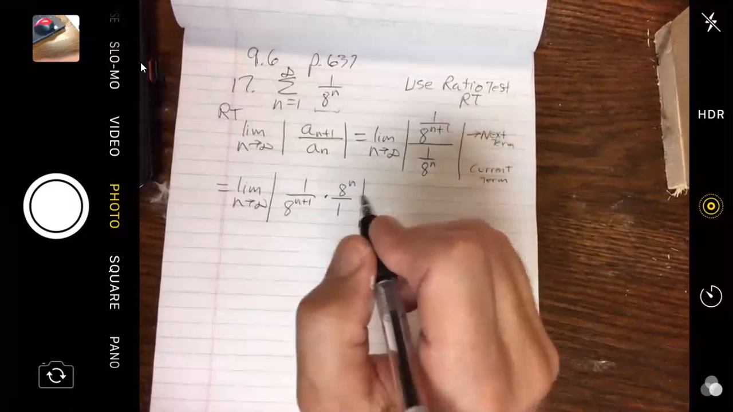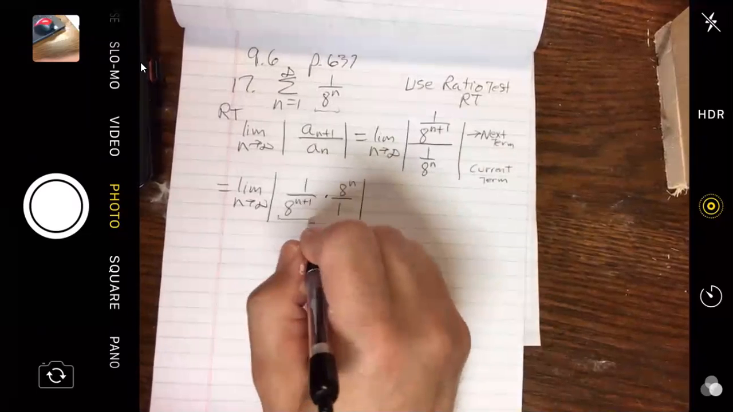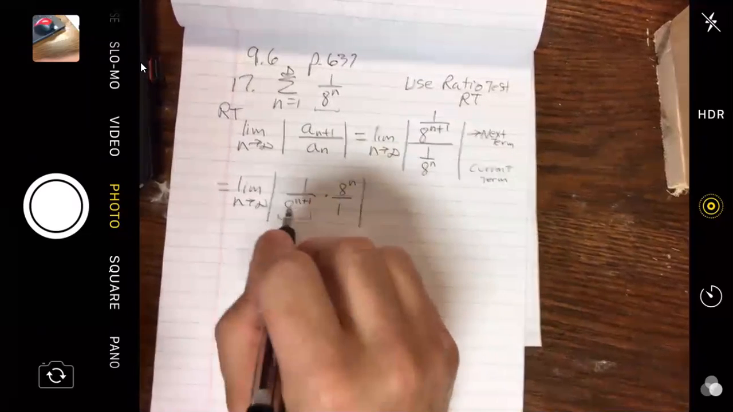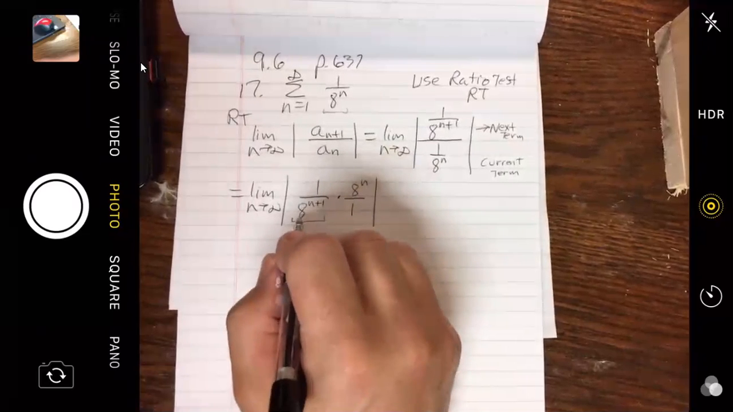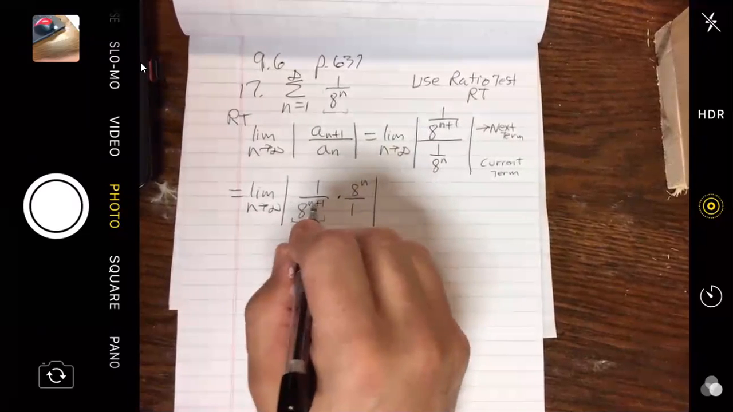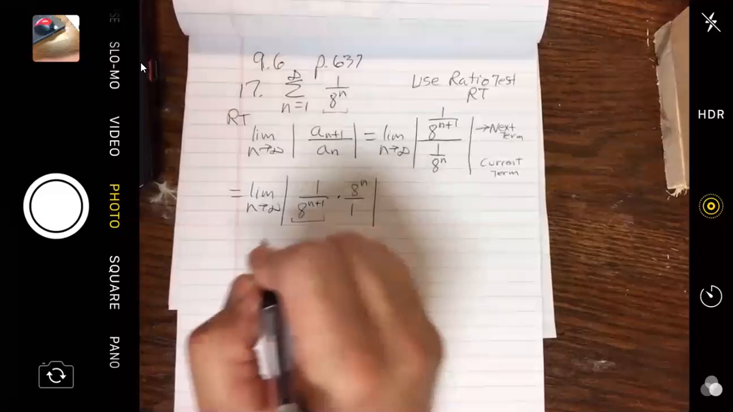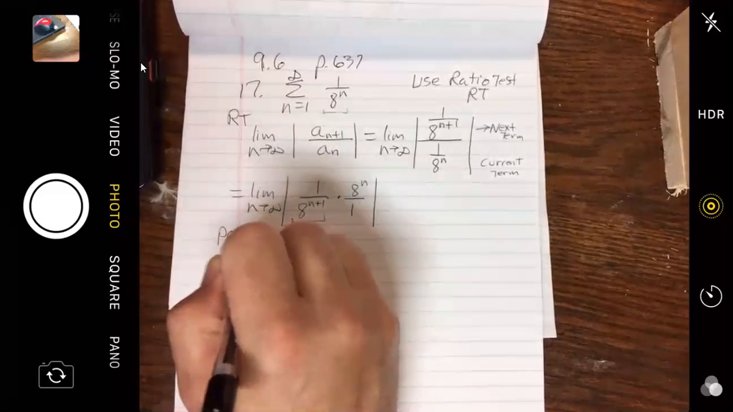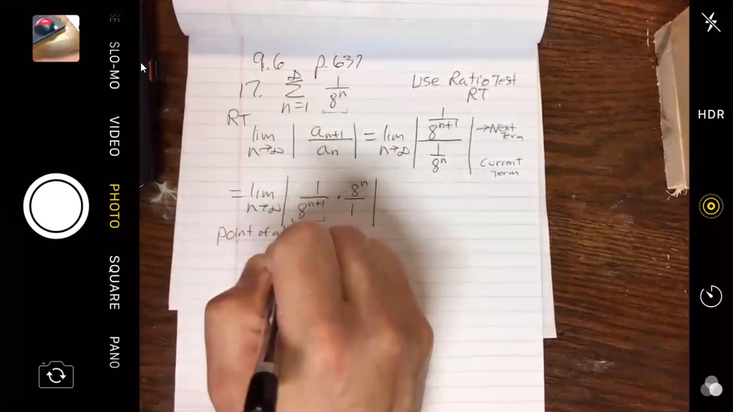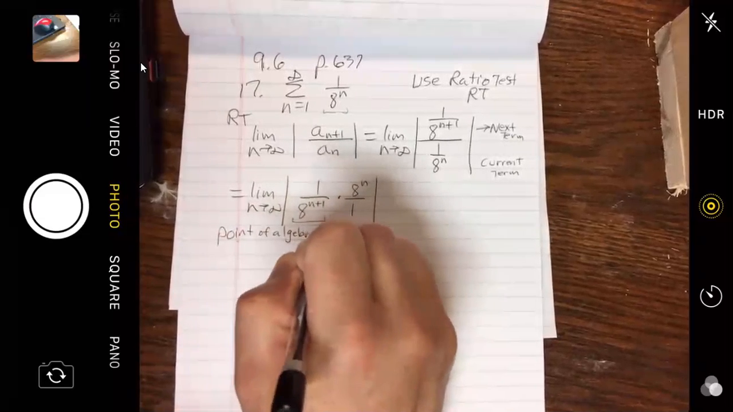Okay, so we're going to divide these fractions. We take 1 over 8 to the n+1 times 8 to the n over 1. You flip the bottom. All right. On the next step, we're going to look at this, and this happens a lot. How do you handle the base to multiple pieces up here? There's a point of algebra here.